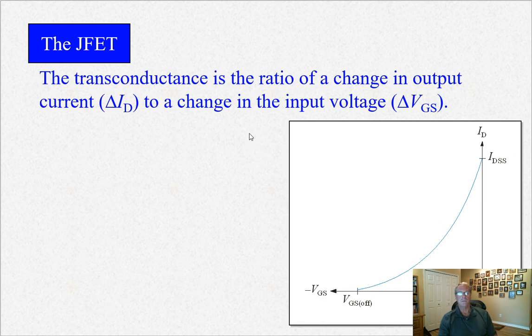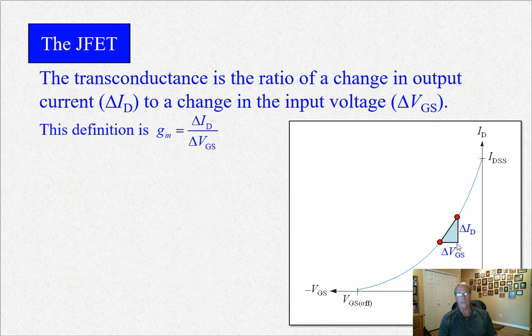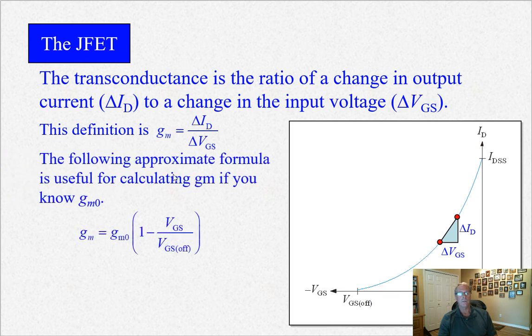So the transconductance is delta ID versus delta VGS. So we do a little triangulation here. And gm, the transconductance, is the reciprocal of resistance, right? So the units are not in ohms. The units are 1 over ohms, in other words, Siemens, we call it. And there's a formula for calculating gm. You know gm0, and this is a specification that you can get out of the data sheet for the FET. And VGS off you can get on the data sheet also.